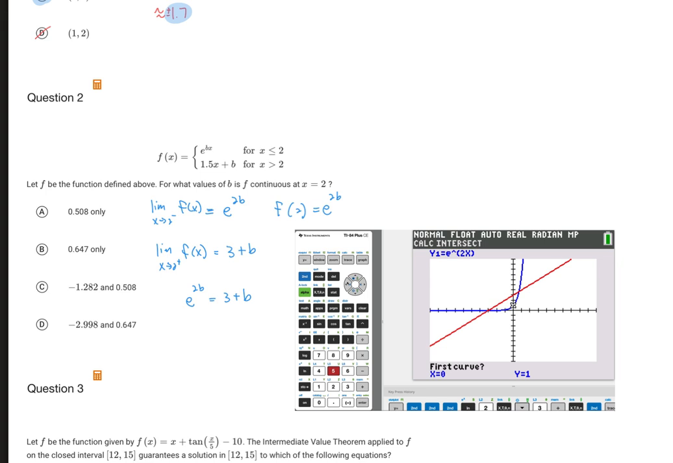intersection. So basically, you're just going to move this cursor close to the first intersection point that you want. I'm going to move it close to here. And then really, you're just going to hit enter 3 times. It'll say first curve, second curve, guess. So right here, it says first curve. After you hit enter again, it's going to say second curve. And then after you hit enter again, it's going to say guess. But just hit enter 3 times once you get close to the intersection point.